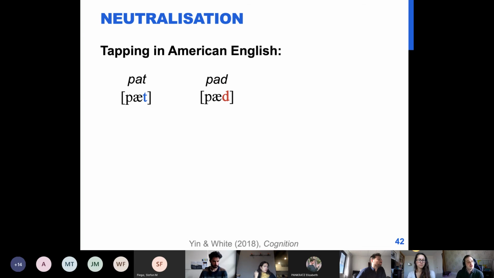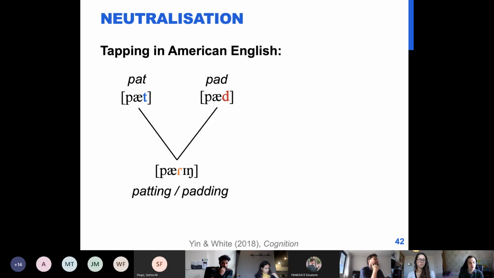Okay, so neutralization happens in phonology when you have two contrasted things where the contrast is lost. An example of this is tapping in American English. We have two distinct verbs, pat and pad. And when you add -ing, you get a neutralization of this contrast. Both of those are pronounced patting with this flap in the middle. And patting is ambiguous. It could be pat or it could be pad. So we've lost this contrast.